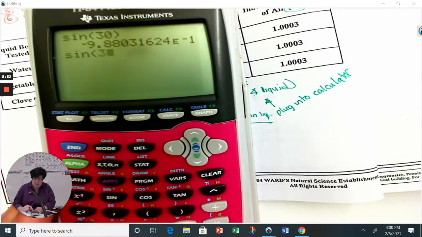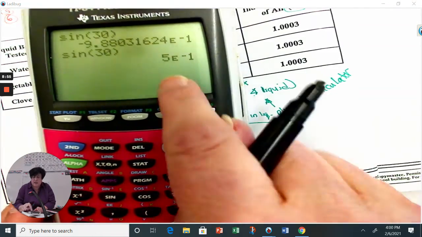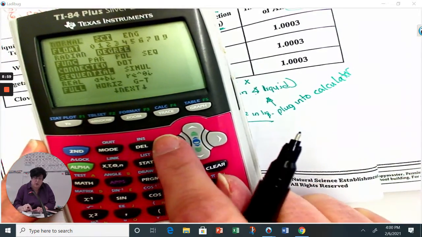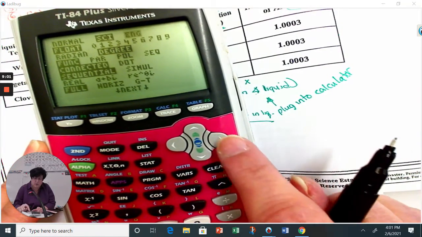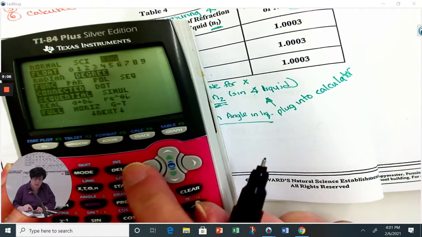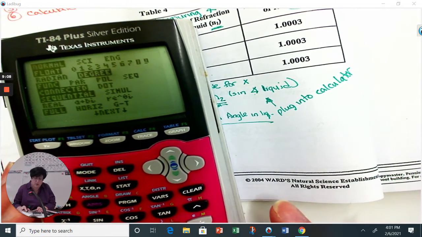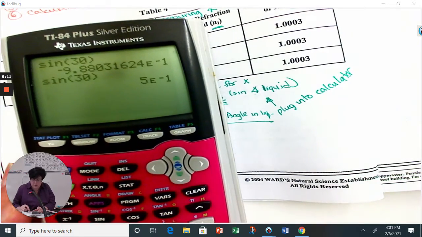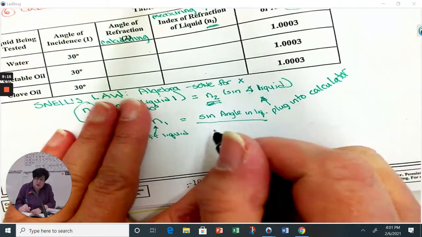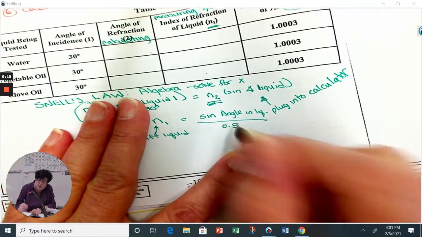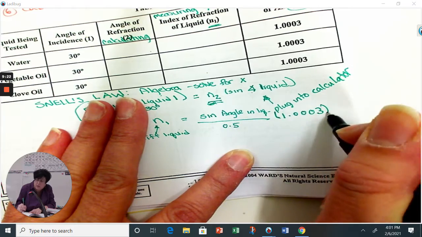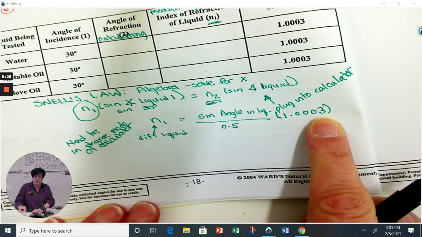So you have to be in the degree mode of your calculator. Now I can do sine of 30. I hit sine of 30 and hit enter. I know this looks funny because I'm in scientific mode, so I'm going to go back to normal mode. If I hit that, it's 0.5. So every time we get a value, we're going to divide by 0.5, and then we have to multiply by 1.0003. And don't forget that, because that little 3 changes the value a lot.